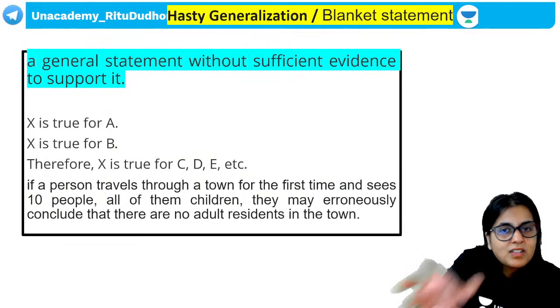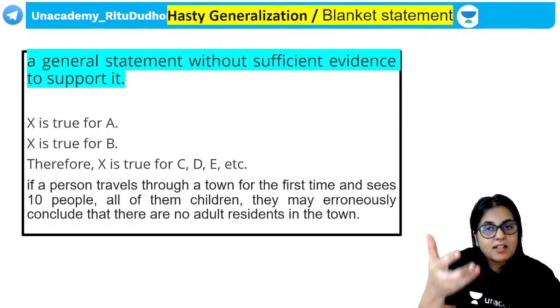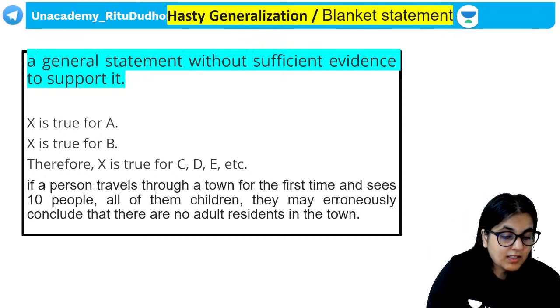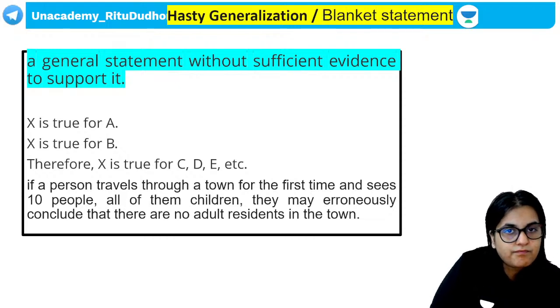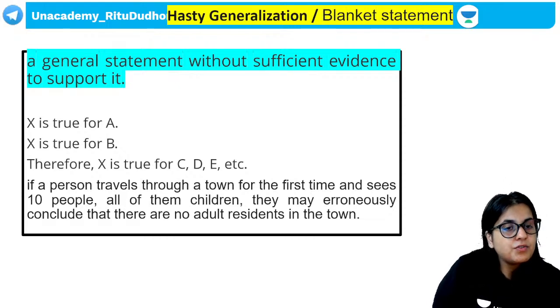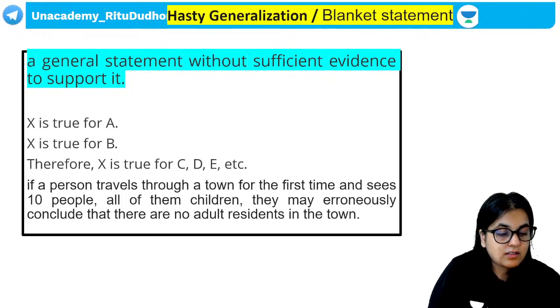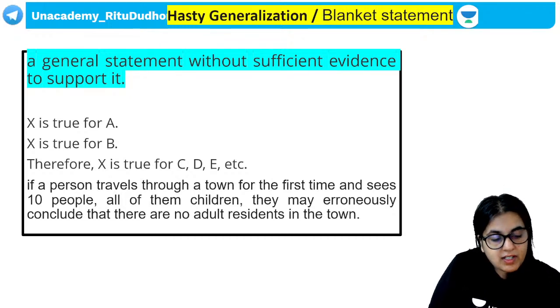Next one. The names are kind of self-explanatory, but examples are very important. Next one. Exactly, Mayank. Perfect, Surajit. Next one. Hasty generalization. X is true for A, X is true for B, therefore X is true for everyone. Mayank got the question right, Ishan got the question right, so the question is easy and everyone should get it right.